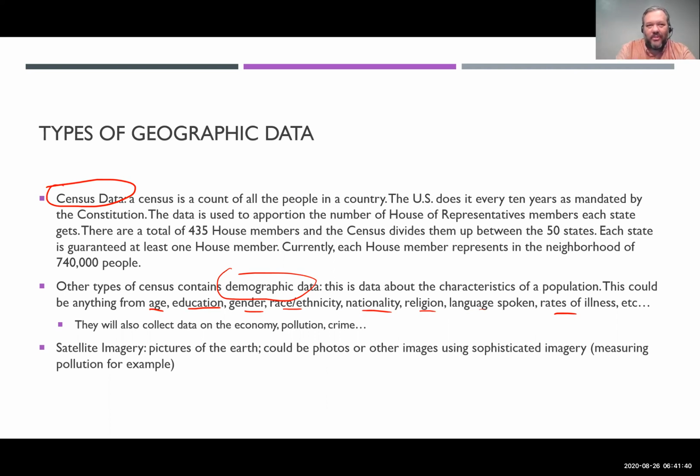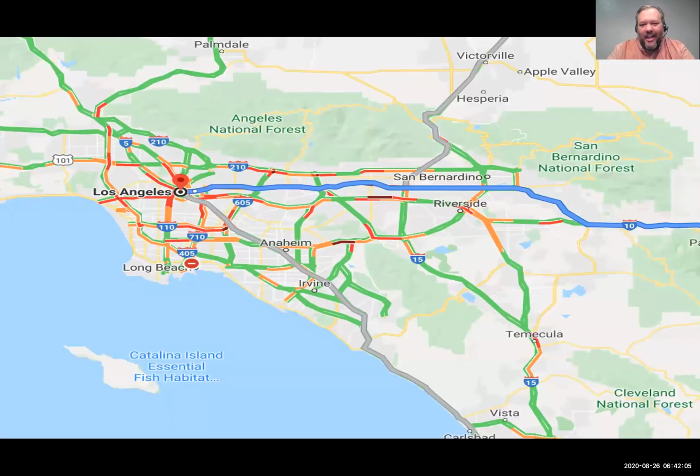If you go on the U.S. Census site, you can play around with it forever because they give you lots of different options and lots of different ways to break down data. All right, so that's one type. The other type that we definitely look at is satellite imagery, and that's mostly done with remote sensing, obviously satellites. All right, so here's an example of the power of GIS.